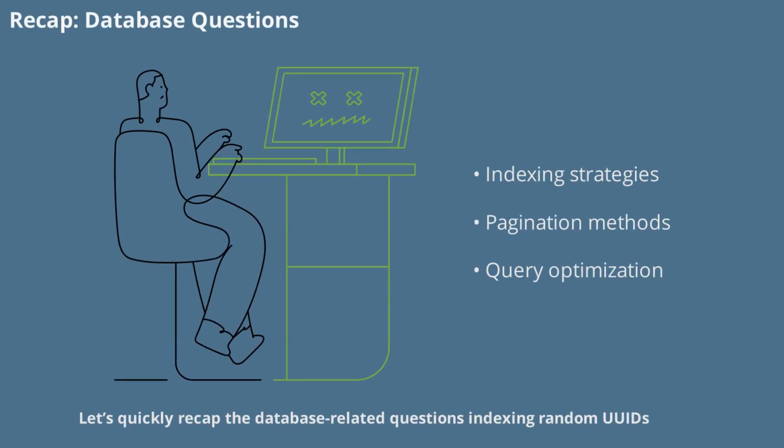Let's quickly recap the database-related questions: indexing random UUIDs, efficient pagination, composite indexes, and the N+1 query problem. Each of these topics addresses a common performance or scalability issue. Mastering them will help you design and maintain robust backend systems.